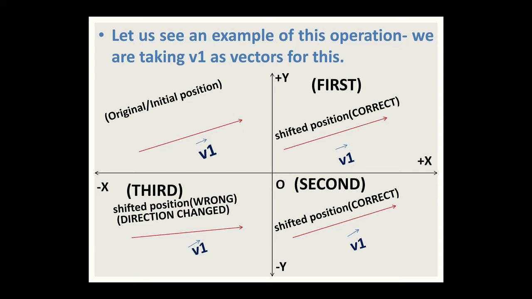But you can see that in the third quadrant the vector shown by the red arrow has a different direction, or you can say that the vector in the third quadrant is not parallel to the initial or original vector in the second quadrant. So this is a wrong operation, which means you cannot shift a vector in this way from the second to the third quadrant.